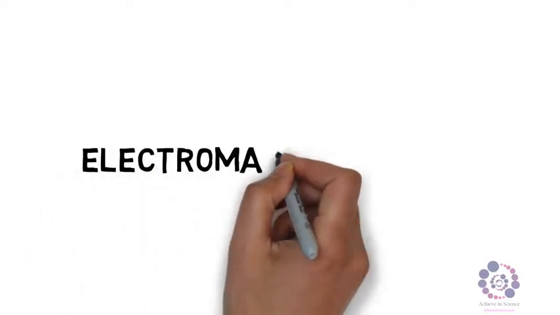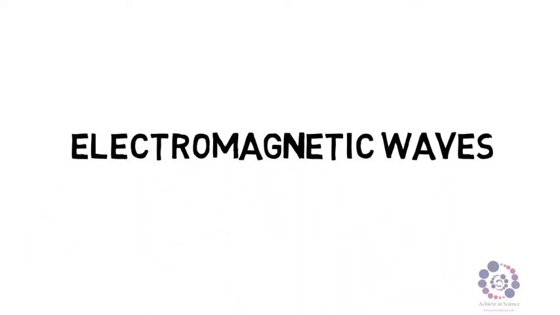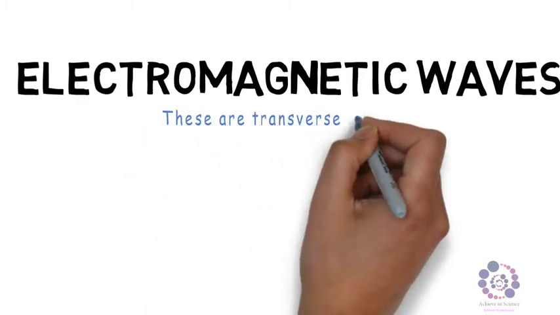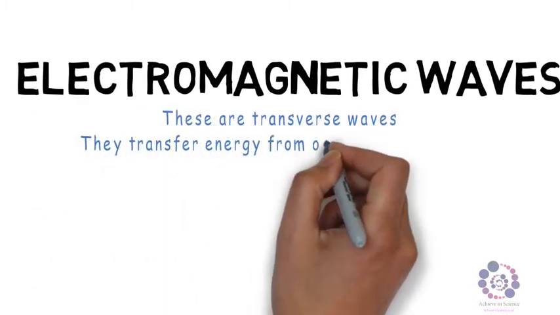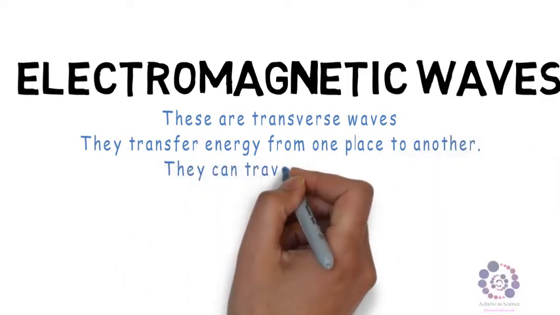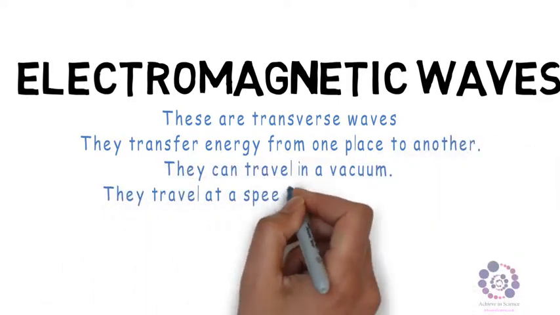So what do we know about electromagnetic waves? Well, electromagnetic waves are transverse waves, which are able to transfer energy from one place to another. They're able to travel in a vacuum, and they travel at a speed of 300 million meters per second.